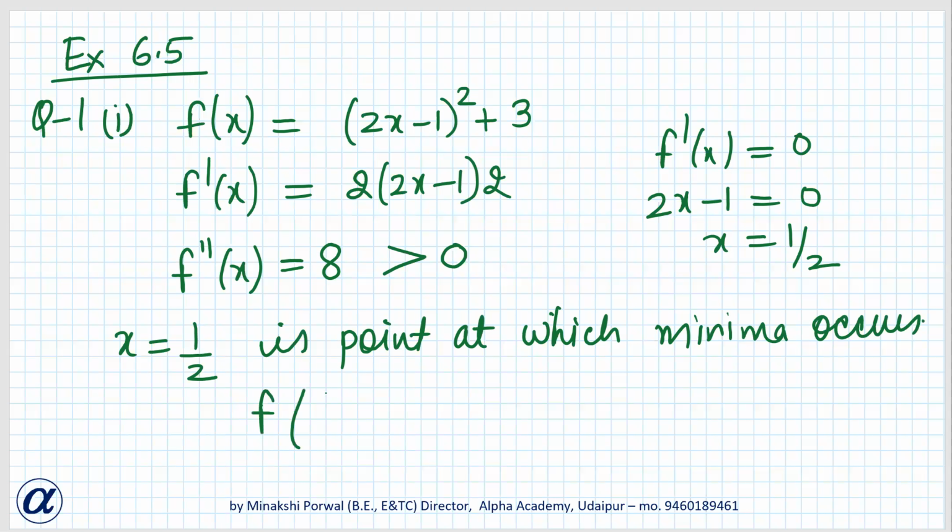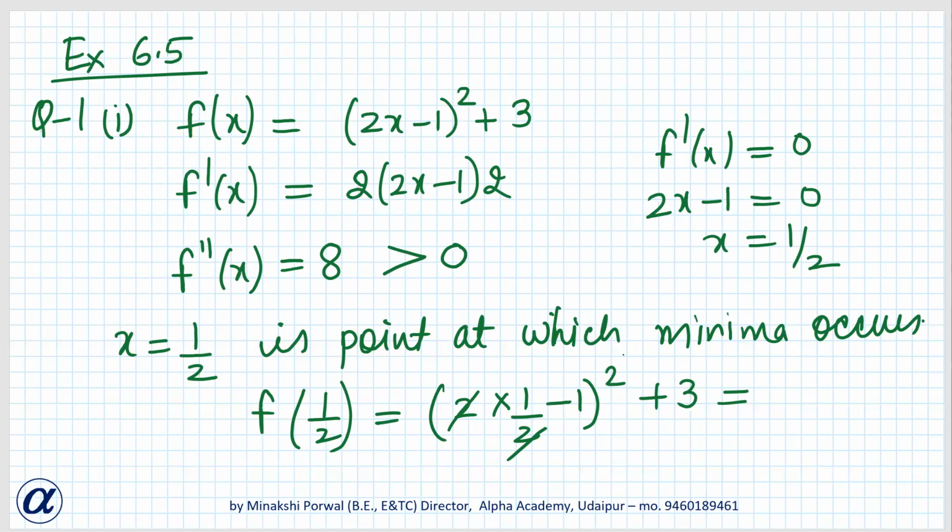So the value of minima will be f(1/2), that is equal to 2 into 1 by 2 minus 1, the whole square, plus 3. This will get cancelled, 1 minus 1 is 0. So this is equal to 3.